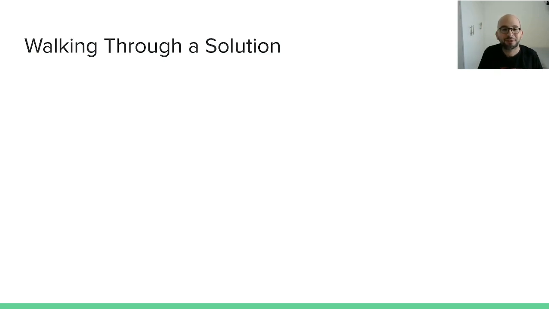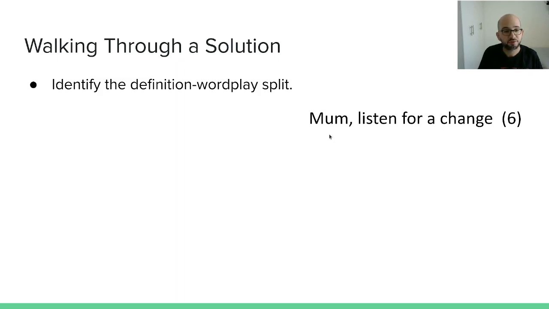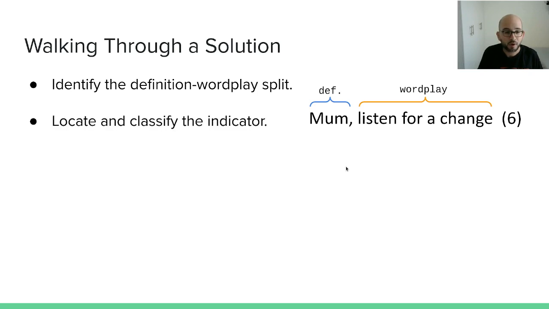Now, equipped with these general guidelines, let's try walking through a solution together. Our clue will be "Mom, listen for a change," and the answer will be 6 letters. First, we want to identify the definition wordplay split. In this case, the definition is mom and the wordplay is listen for a change. Now we want to locate and classify the indicator. In this case, the indicator is change, which usually indicates that some kind of anagram needs to be done.